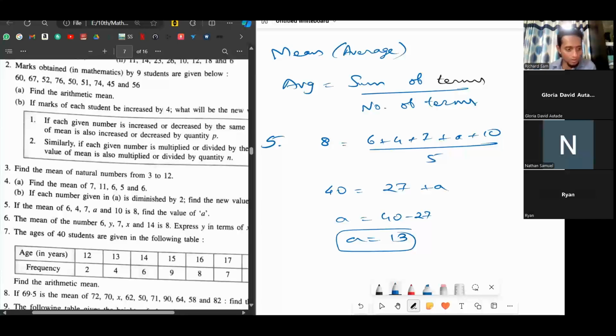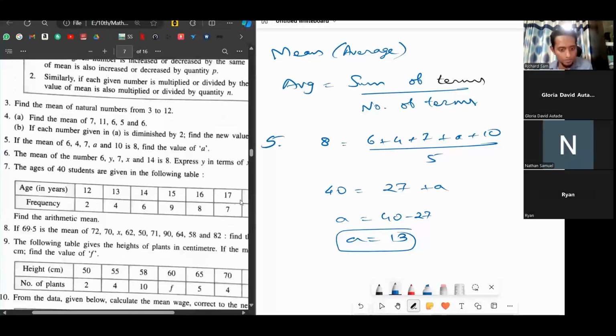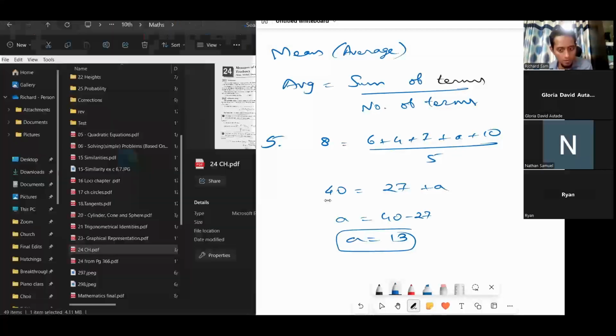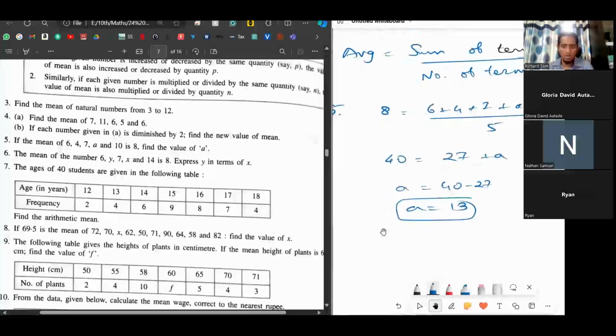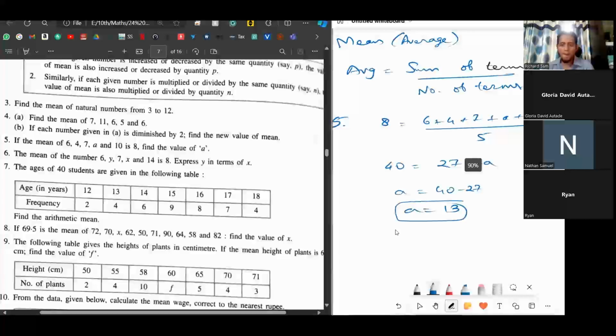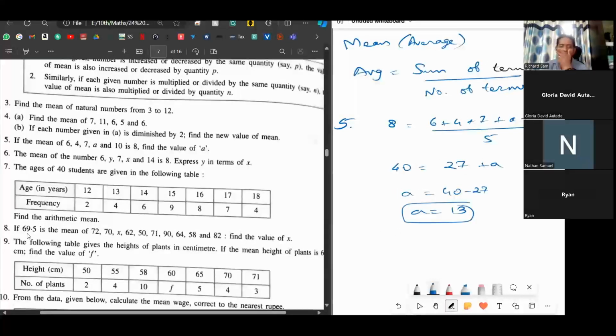Same way you do the 8th question. Is it in your book? If 69.5 is the mean of all this, find the value of x.